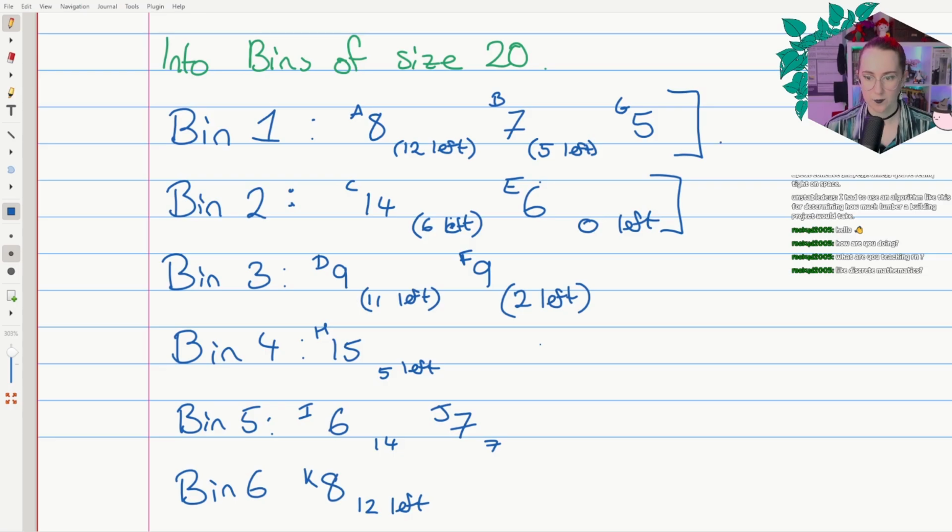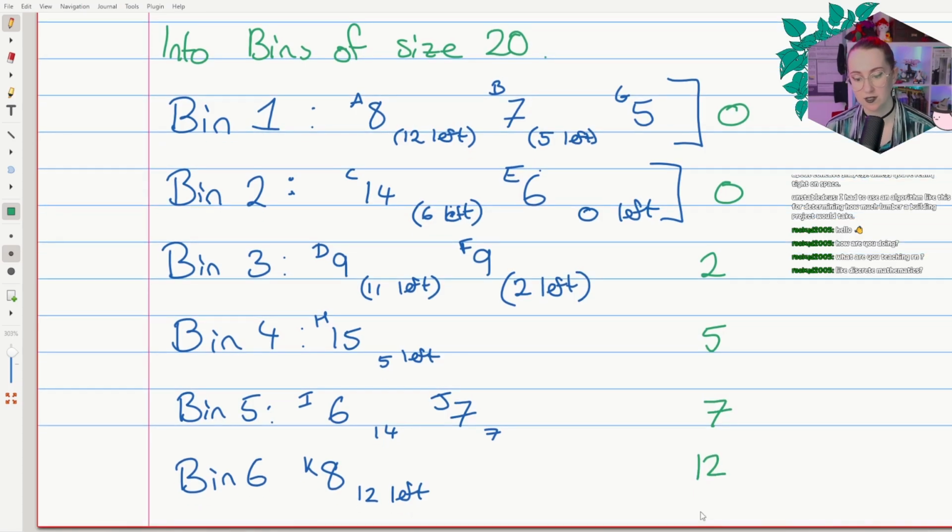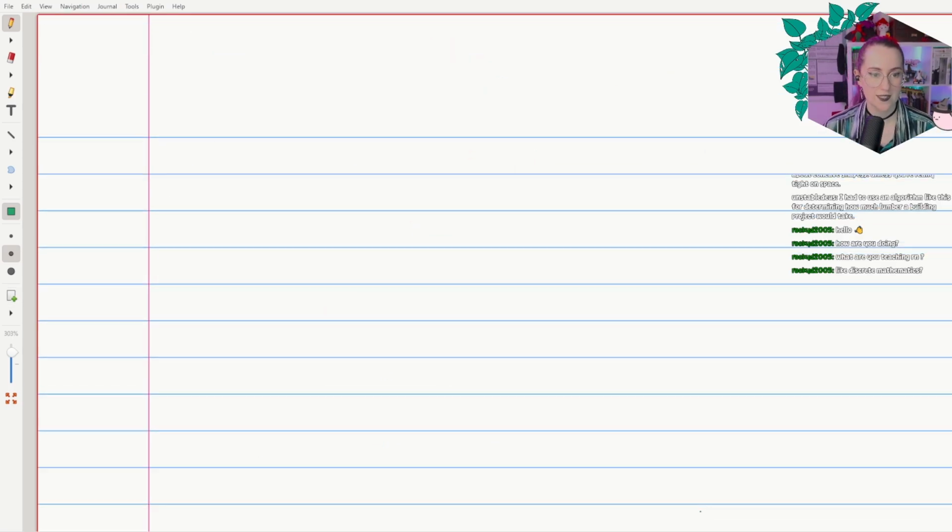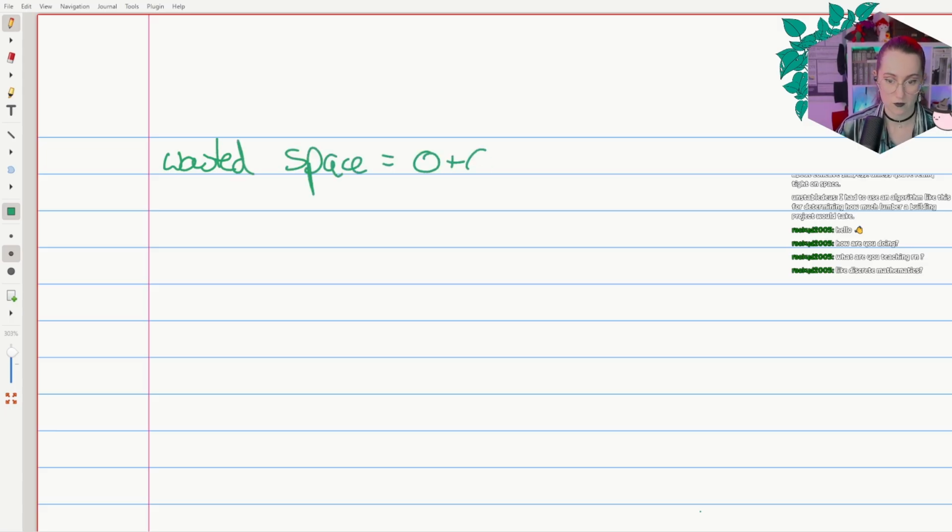So if we look at this, we've got 0 left. Let's do it in a different color so I can see it. If we look at how much wasted space there is, right? There's no remainder here. There's no remainder here. There's 2 left over in bin 3. There's 5 left over in bin 4. There's 7 left over in bin 5 and 12 left over in bin 6. So the wasted space was 0, 0 for the first 2 bins, looking pretty good, but then really quickly got quite bad.